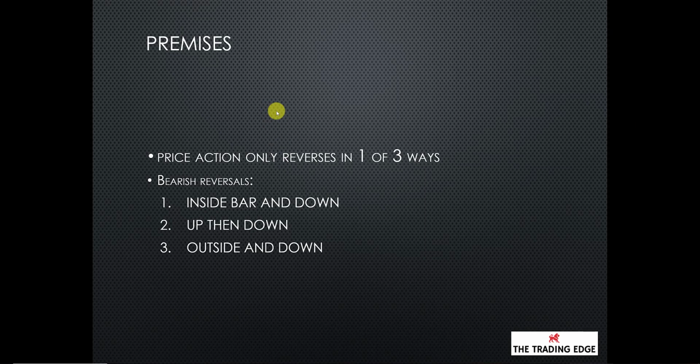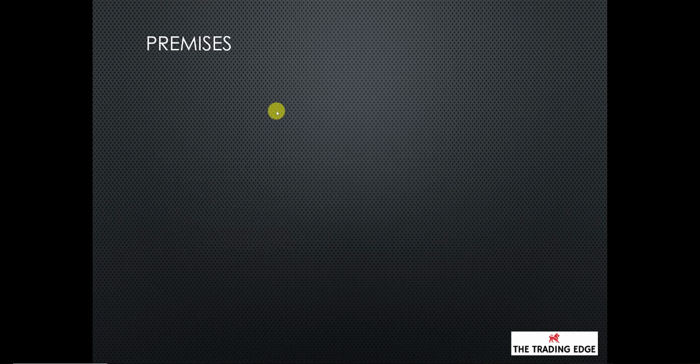inside bar and down. That means you have an inside bar and then it goes down afterwards. Don't worry, I'm gonna show you some examples in the next chart. Second one, up then down, up bar then down bar. Third, outside bar and then down. And let's get to the actual screenshots, because if you're not familiar with what an inside bar is and what a down bar is or what an outside bar is, this will all become clear with one single picture.